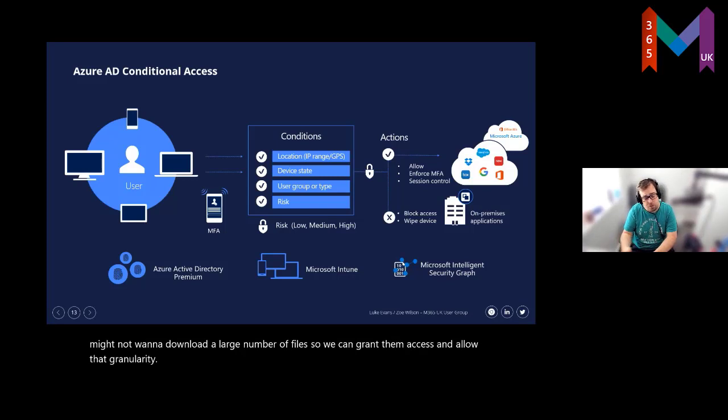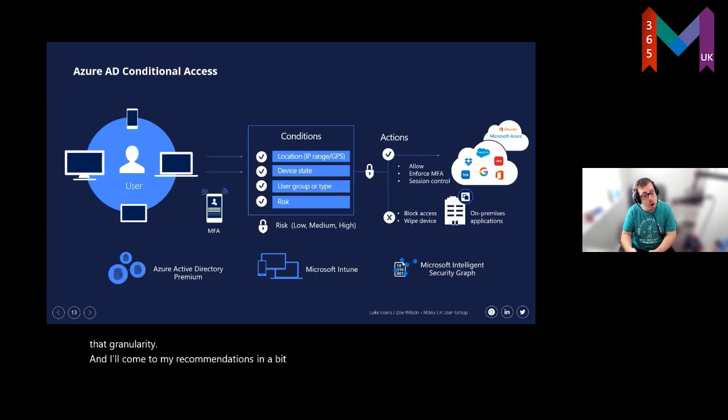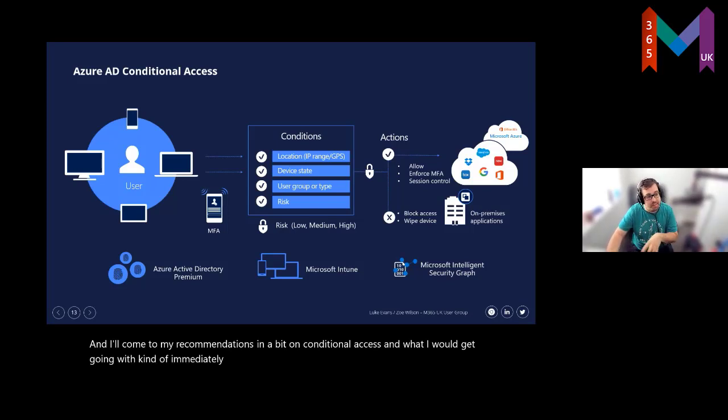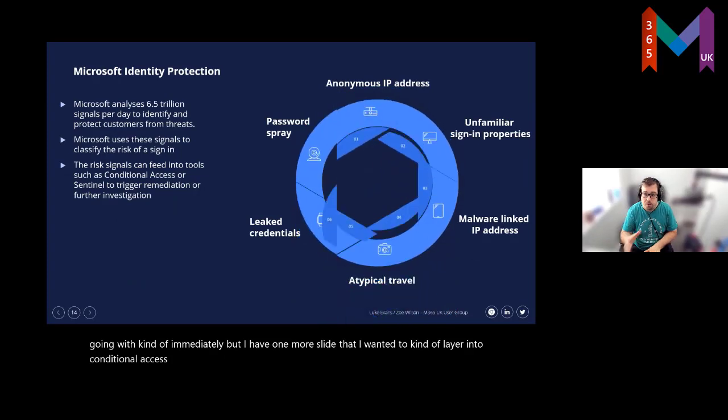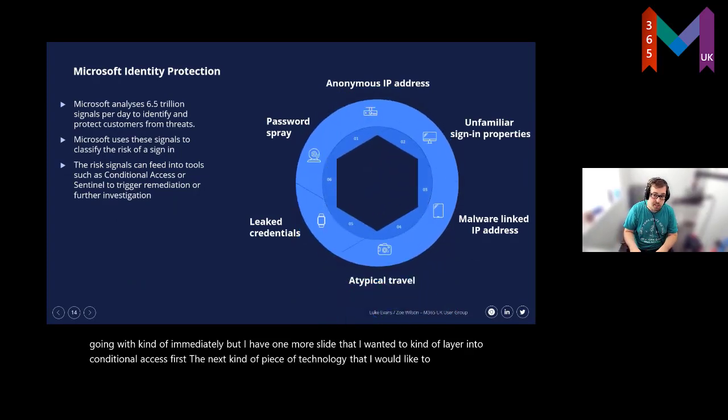Now, I'll come to my recommendations in a bit on conditional access and what I would get going with immediately, but I have one more slide that I wanted to layer into conditional access first. The next piece of technology that I would look to use is typically Identity Protection.